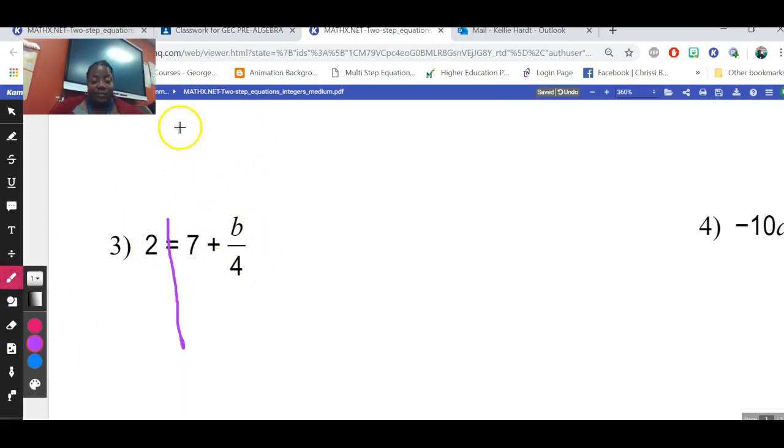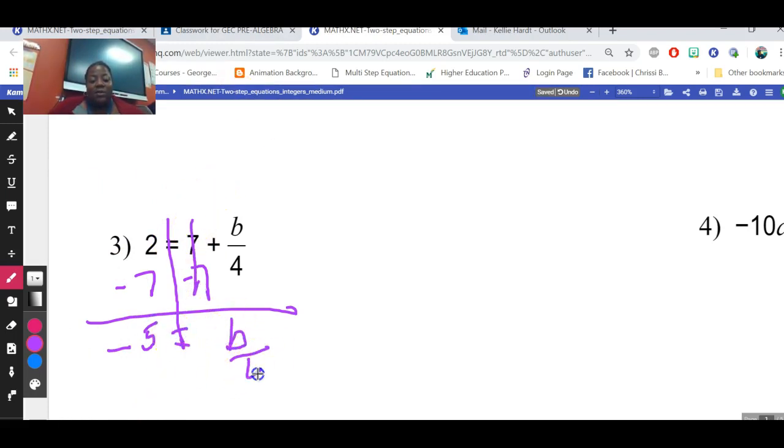What kind of 7 is it? You should say a positive 7. So it's a positive 7. That means you're going to subtract 7 from both sides. 2 minus 7, you know that's going to give you a negative 5. All right, that canceled out.